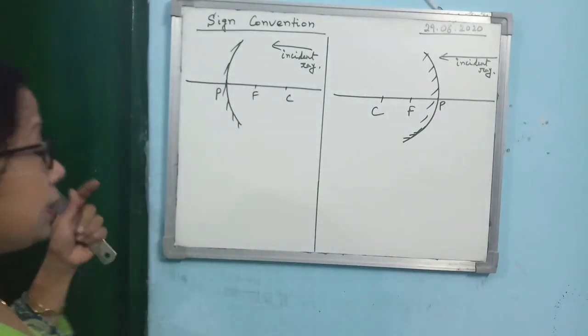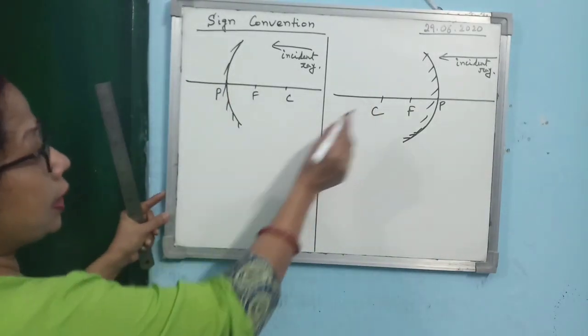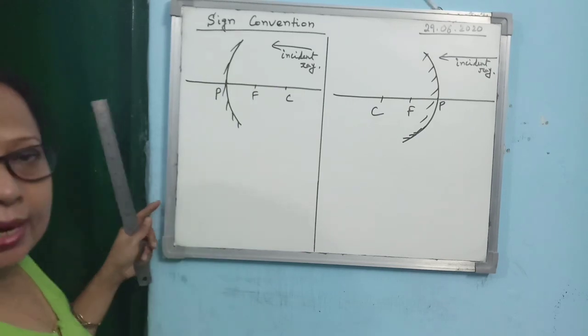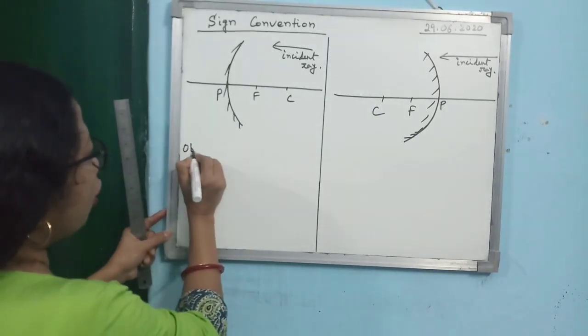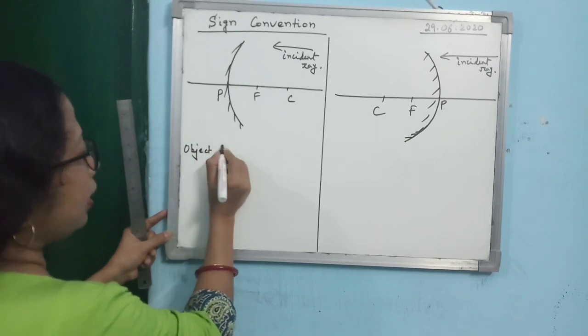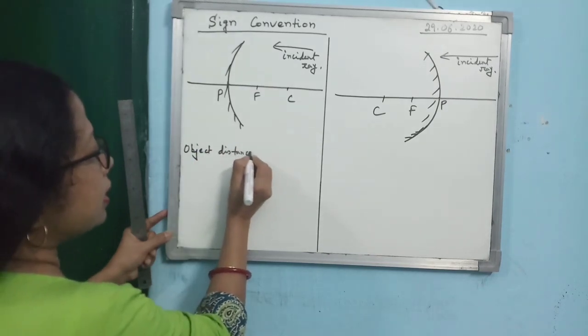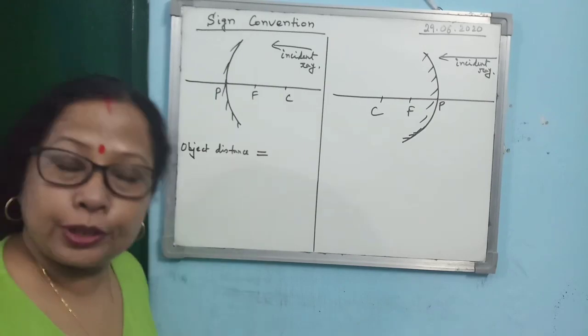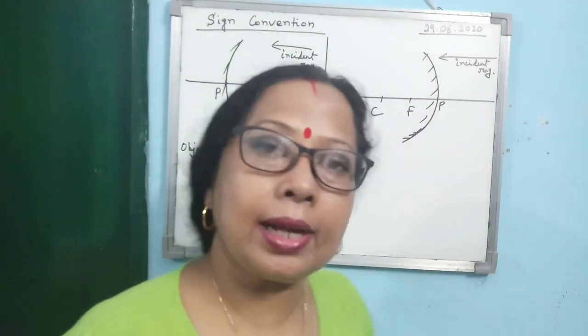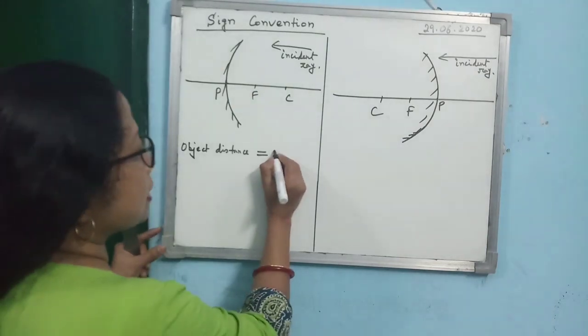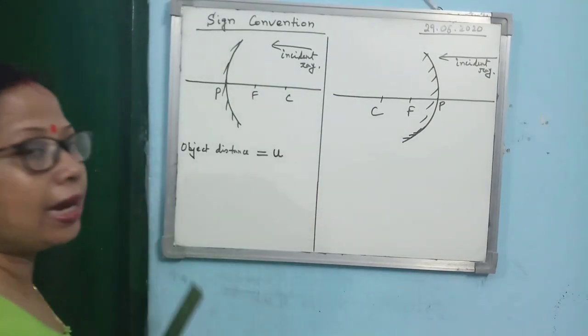Now let us understand it for the case of concave mirror and convex mirror. Okay. So you see, in case of concave mirror and convex mirror, always we generally measure 4 distances. What are those? Object distance. Okay. Object distance means what? Distance between the object and the mirror. Alright. So that is object distance. Object distance we denote it by U.